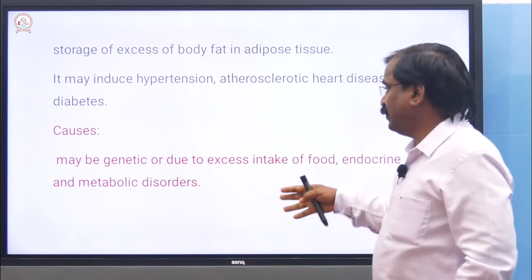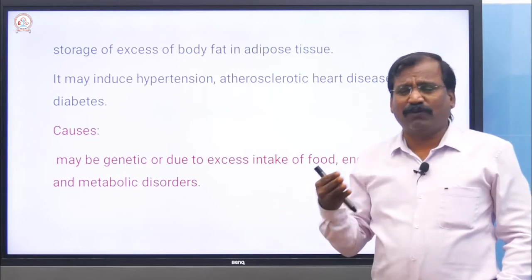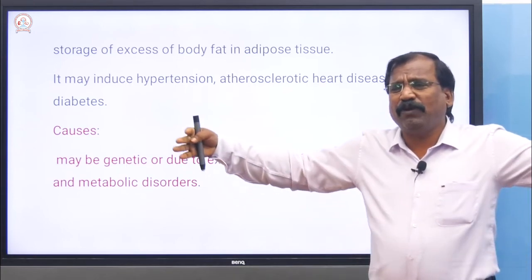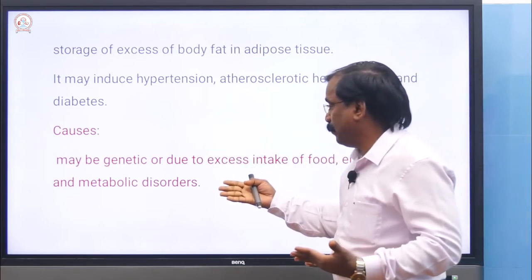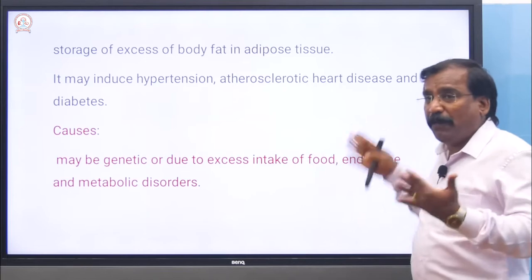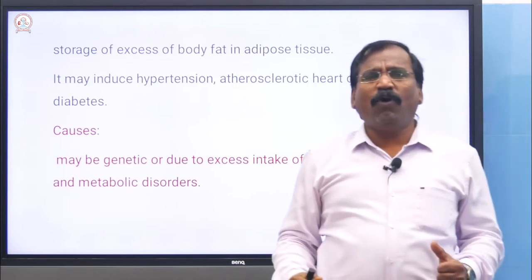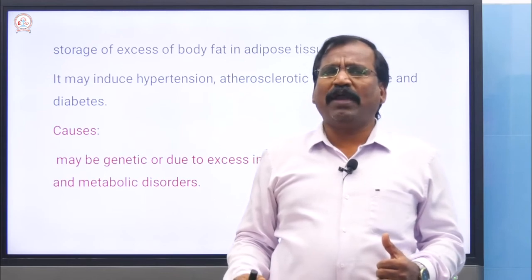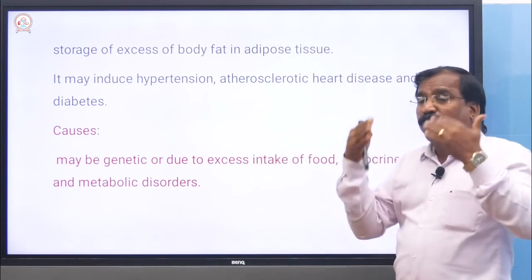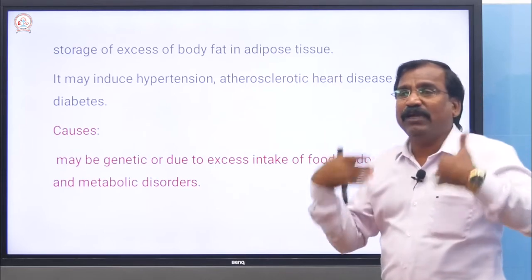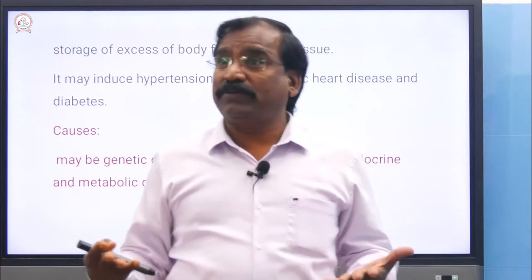What are the causes? Genetic. Someone may say, I don't eat much, sir, I eat only a little, but my whole generation is fat, everyone is obese. So that is family, that is genetic. Excess intake of food, eating more and more, metabolic disorders, and some hormonal problem, the endocrine problem. So these are the reasons for obesity.